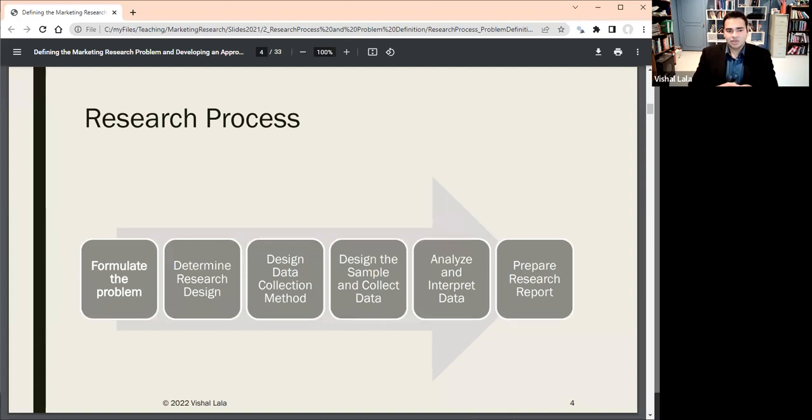So you formulate the research problem first, determine the appropriate research design and data collection method, design the sample and gather data, analyze, interpret it, and finally prepare a research report.